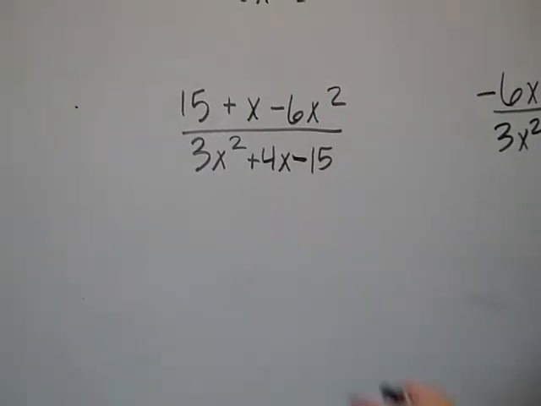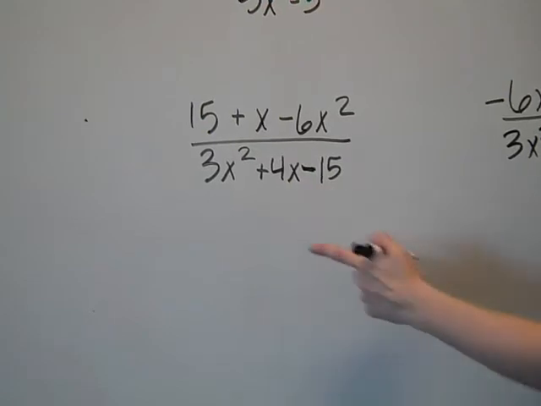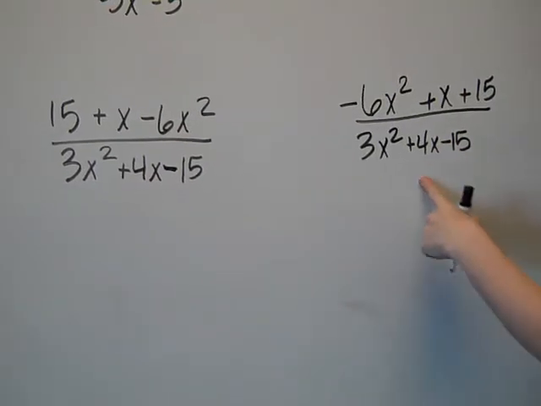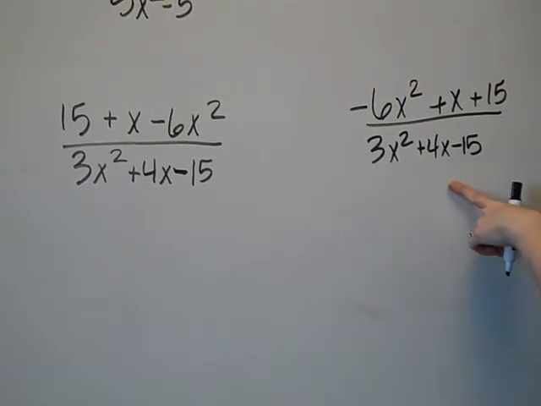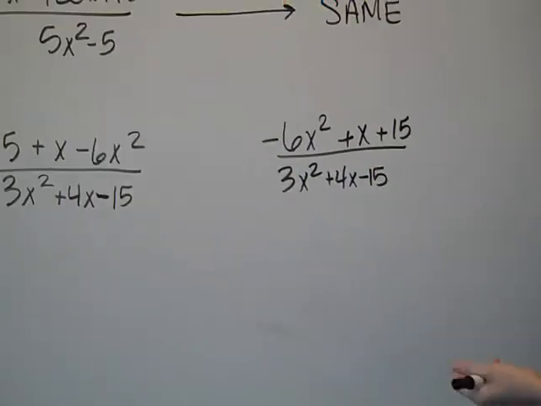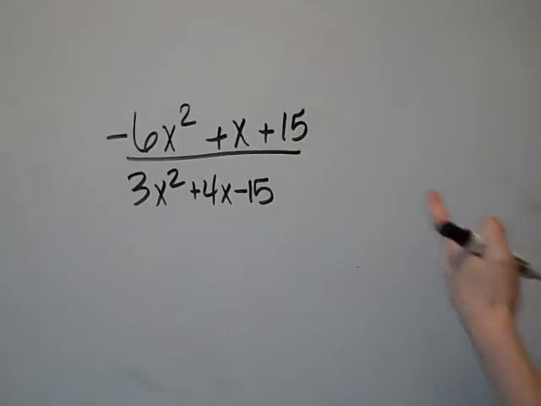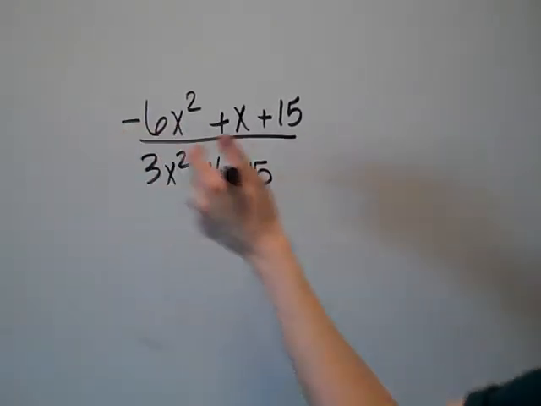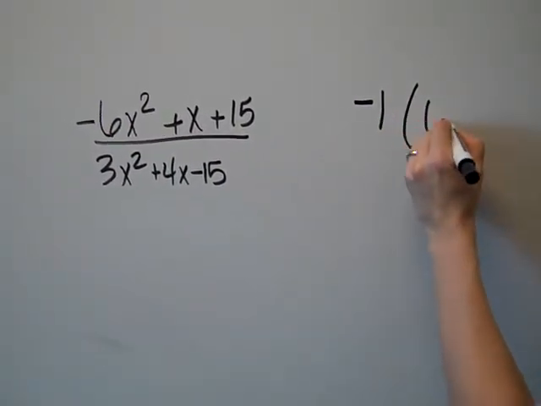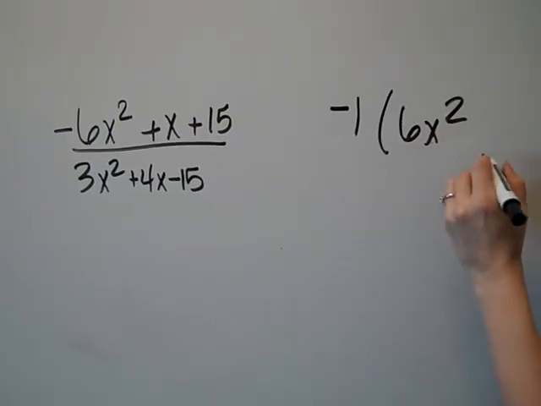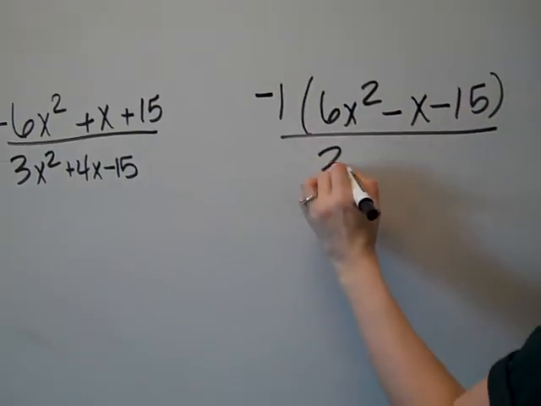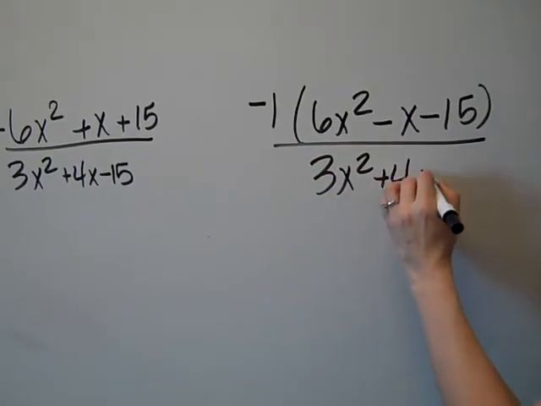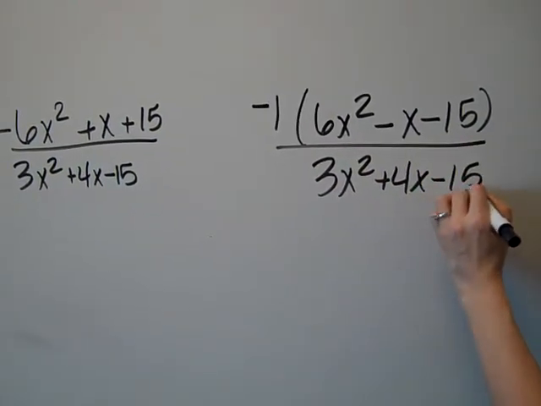Okay, number 3. Here's the original. We're going to write it in descending order, so I've got negative 6x squared plus x plus 15. The bottom's already in descending order, so we're good to go. Step 3 says make sure we factor out a negative 1 if our leading coefficient is negative. So we're going to do that out of the top. So that gives me positive 6x squared minus x minus 15. The bottom stays the same because that leading coefficient is positive already.